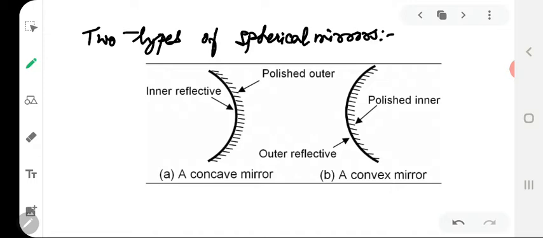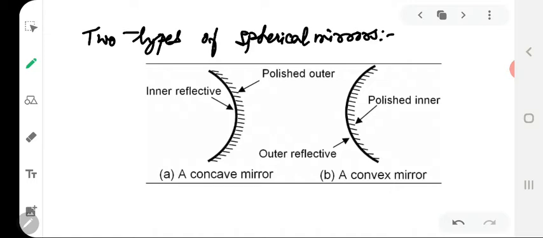Alternatively, the reflecting surface of a concave mirror faces towards the center of the sphere of which the mirror is a part. So as you can see, figure A shows a concave mirror. Similarly, a spherical mirror whose reflecting surface is curved outwards is called a convex mirror, as you can see in figure B. So these are the two basic types of spherical mirrors.